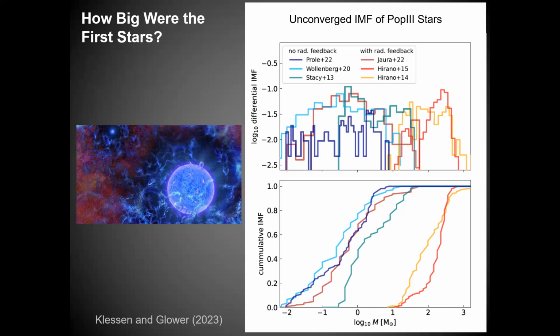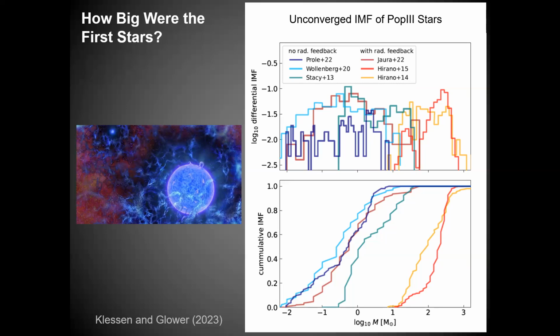So this upper panel shows the distribution of masses of first stars. On the horizontal axis are stellar masses from 1/100th of a solar mass to 1,000 solar masses, so huge stars. And on the vertical axis, you see the distribution. So what is the fraction of all stellar mass at early times in a specific mass range? And we see that different colors show different simulation results of this first star formation. We see that they are all over the place here.